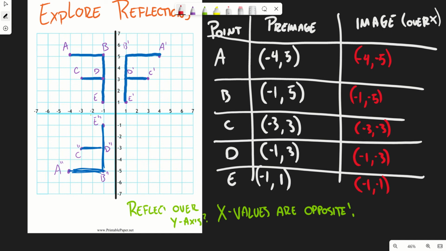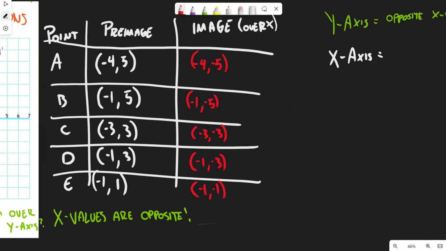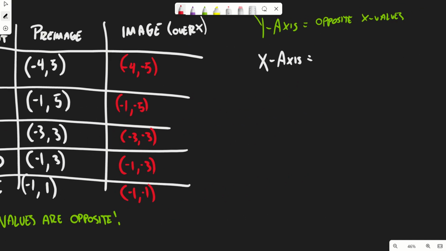We can say when we reflect over our x-axis, we get opposite y values. So when we reflect over our x-axis, we get our opposite y value.